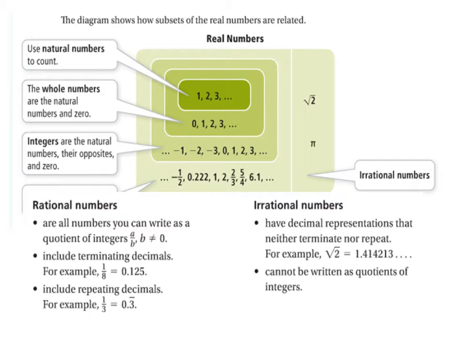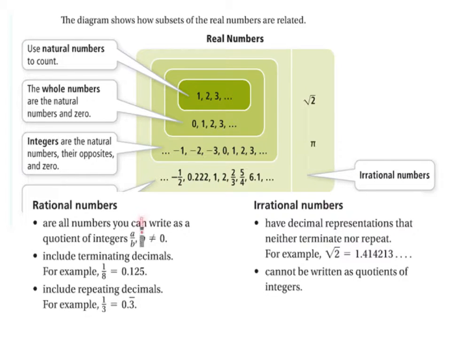So starting with the natural numbers, we use the natural numbers to count. Natural numbers being 1, 2, 3, and then we use these 3 dots to show that we're going to go on forever using that same pattern. Whole numbers: the only difference between natural numbers and whole numbers is that whole numbers include 0. So you can see we've got 0, 1, 2, and 3 in here. Integers are the natural numbers, their opposites, and 0. So we've got the whole numbers, natural numbers, 0, and we've got negatives as well.